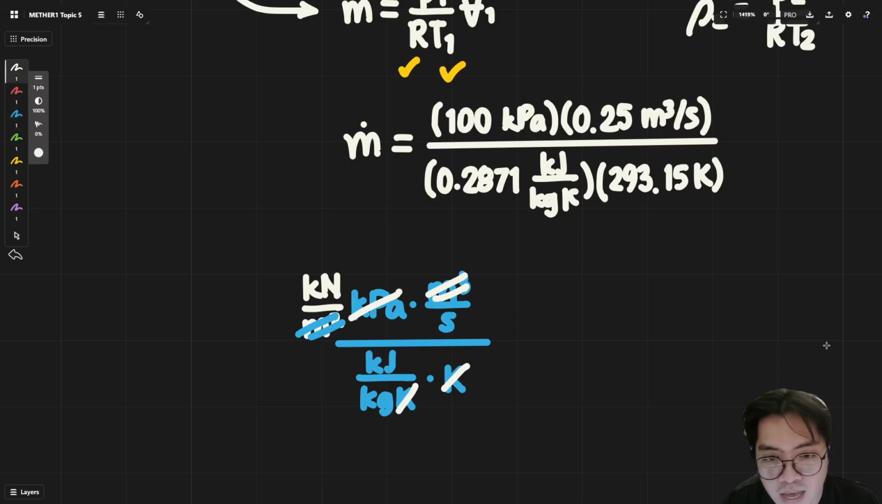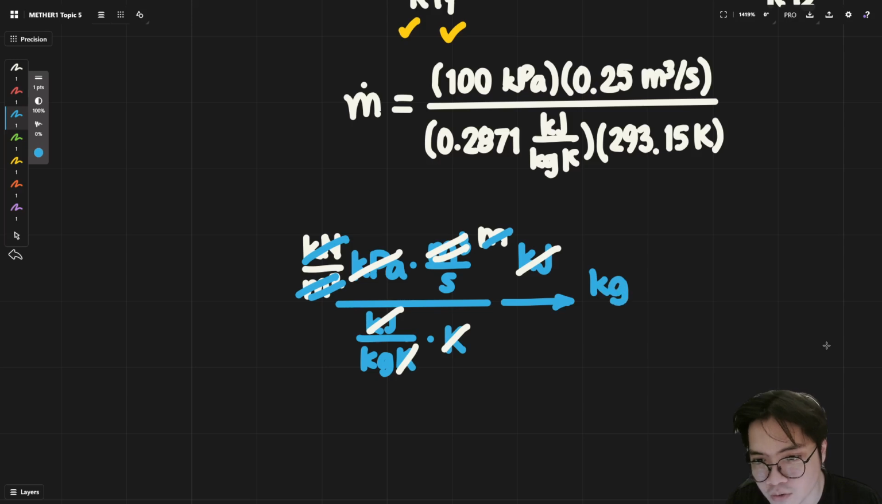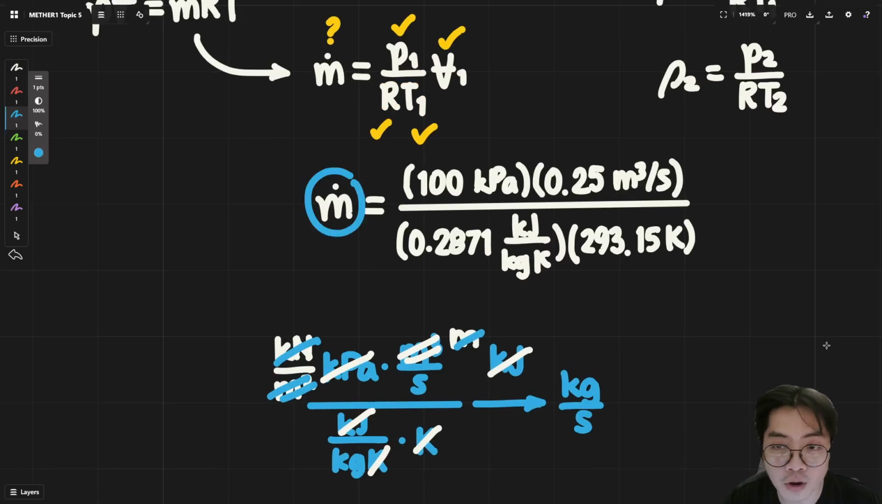You will be left with an M in here, and notice what a kilonewton meter is. That is the same thing as a kilojoule. And there's a kilojoule on top, and there's a kilojoule at the bottom. Cancel. And notice that there is a per kilogram in the denominator. So what you can do is you can flip that, and everything will come down to kilogram per second, which is indeed your m dot. So that means you don't have to do this anymore, right?